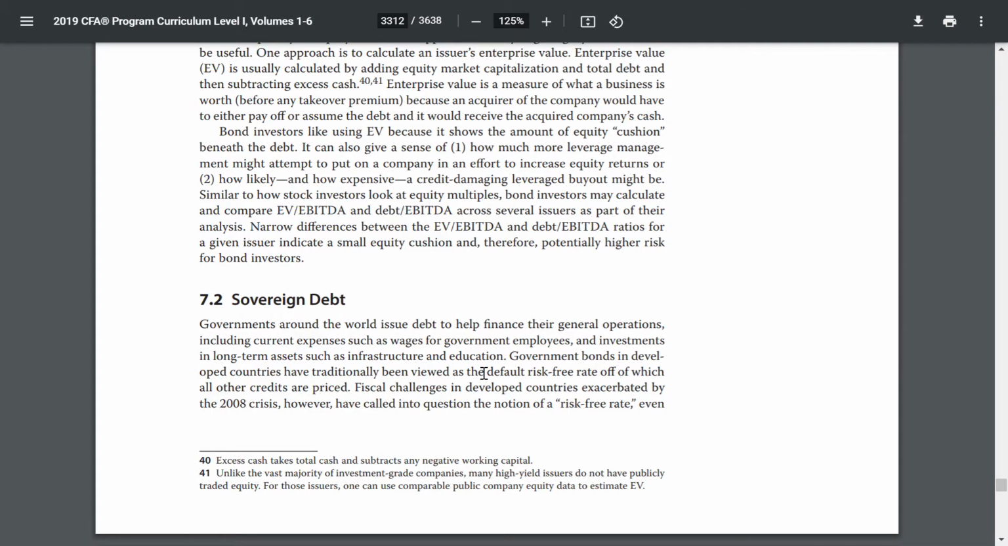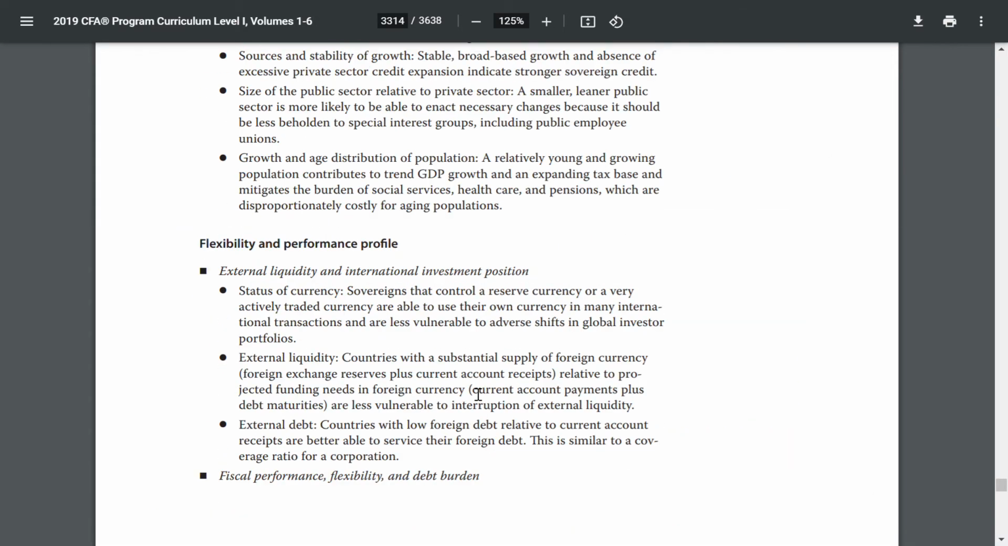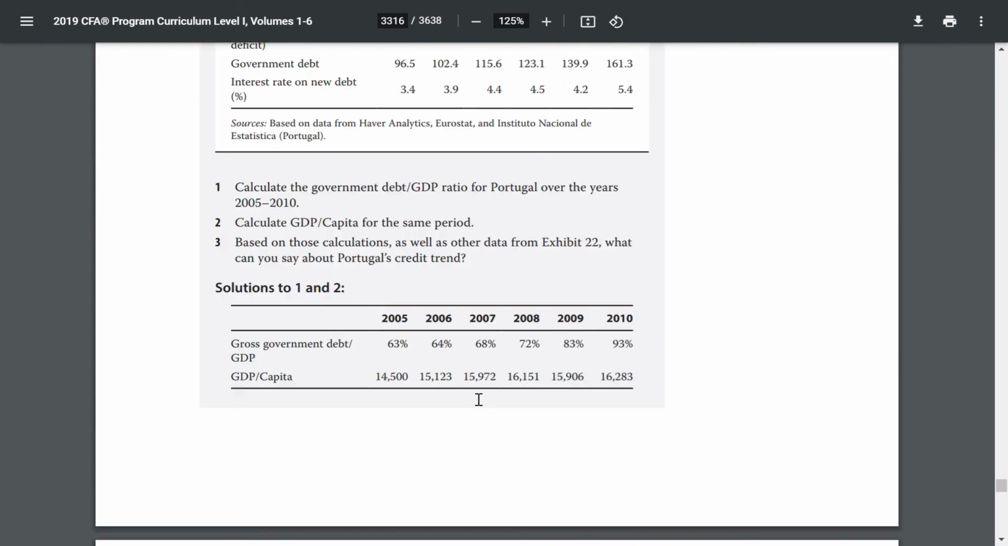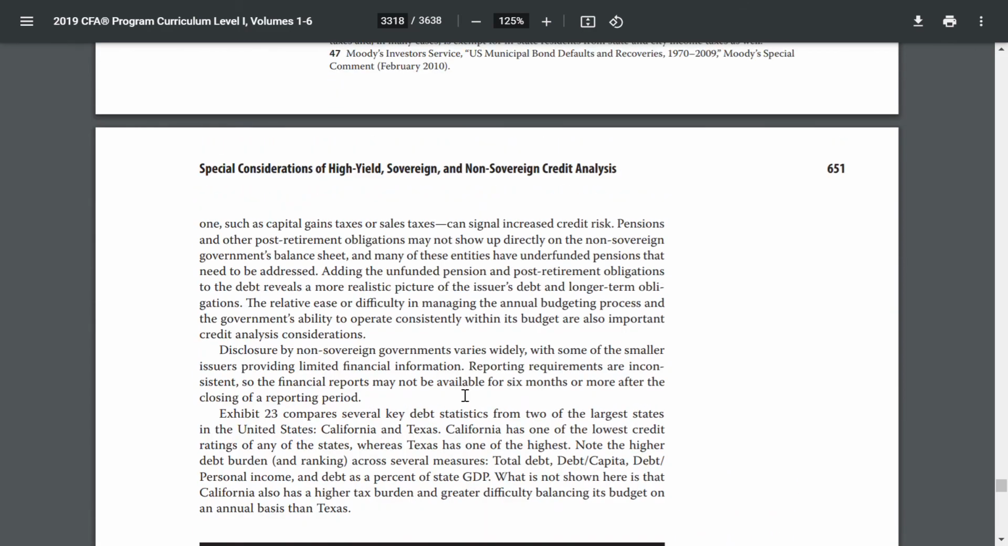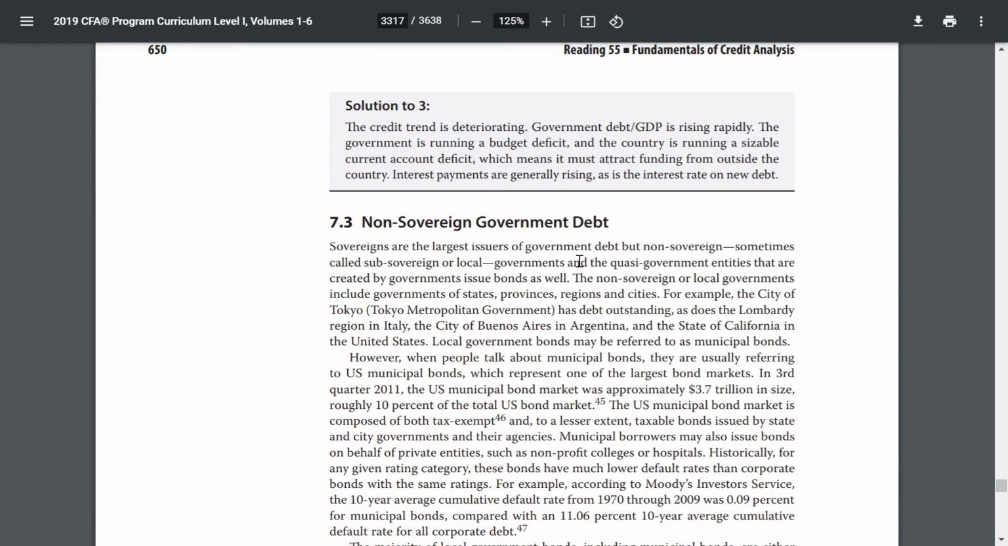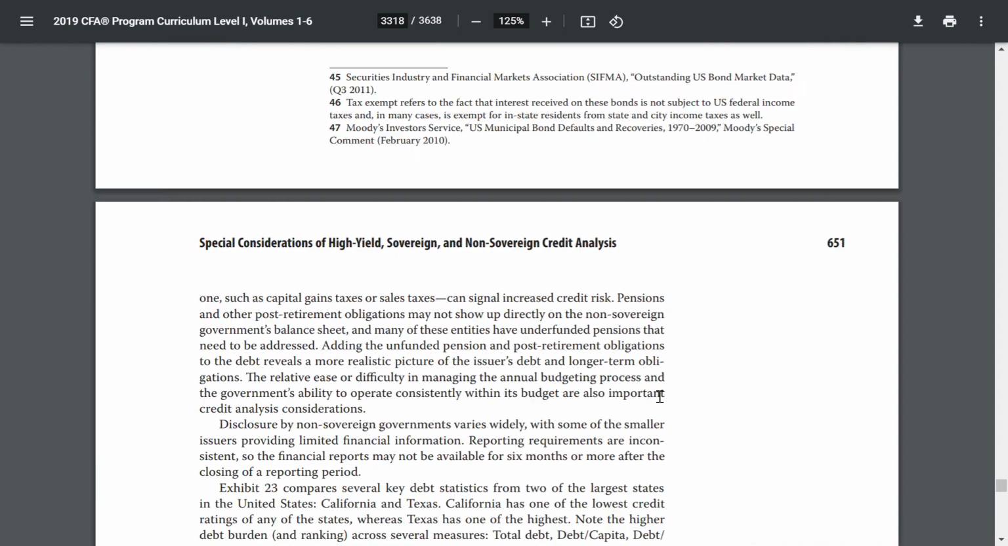Sovereign debt includes government and municipal debt, and they are perceived to be the lowest risk of non-sovereign debt. This includes city debt, city and statewide debt.